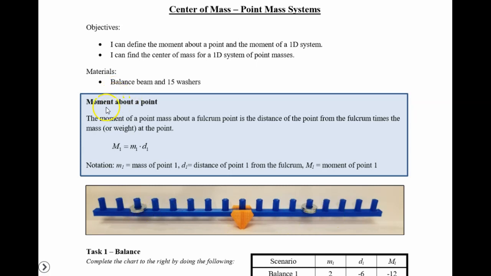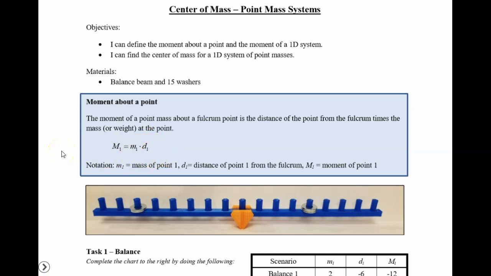So the first thing we're going to be talking about is this idea of moments. Before we can talk about center of mass, we have to talk about moments. The moment of a point mass about a fulcrum point is the distance of the point from the fulcrum times the mass or weight at the point. So that's the definition. The main thing to remember is that the moment of, say, point 1, is the mass of that point times the distance from the fulcrum.